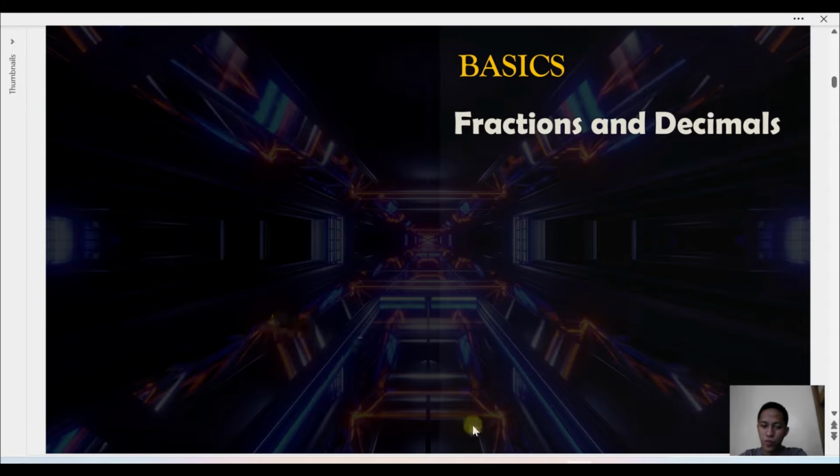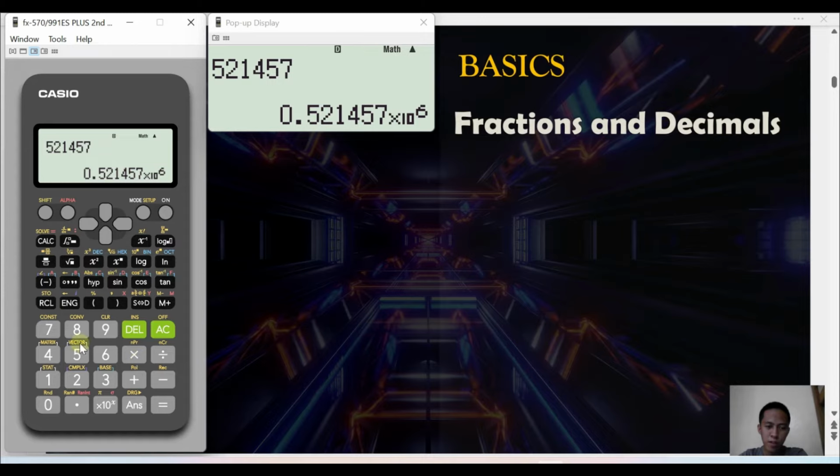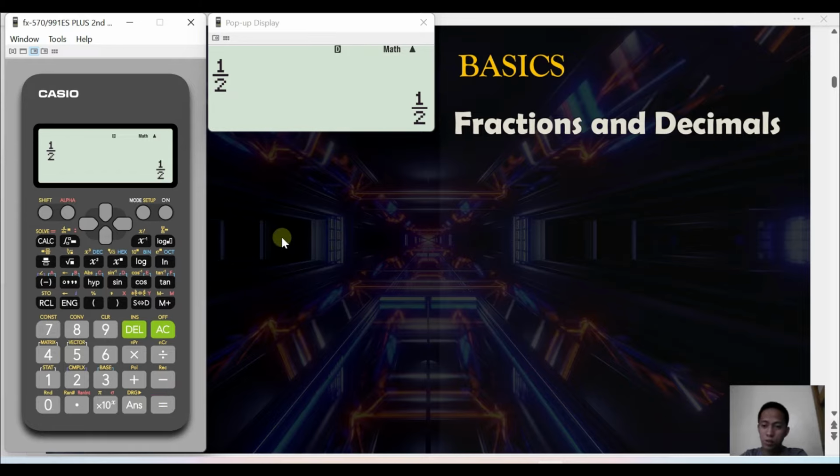Okay, let's go to fractions and decimals. For example, we have here, let's say 1/2. Okay, so that is 1/2. And if you want to make that into decimal form, you just press this SD here. That will give you its decimal form, 0.5. So for example, you have here 3/4. Press SD, and it will give you its decimal form. So that's how you convert fractions to decimals. And press again will revert back to the fraction.